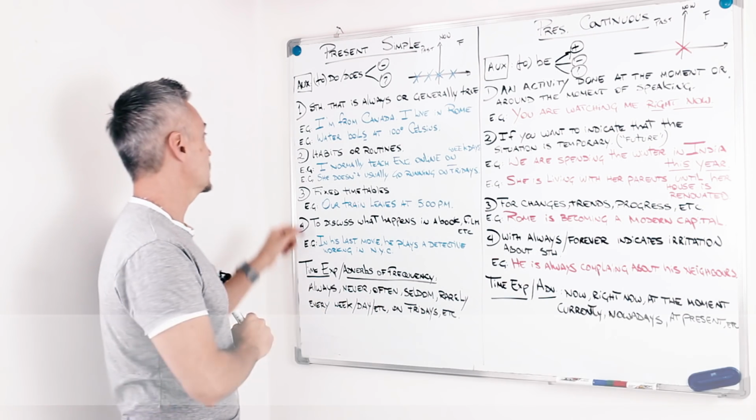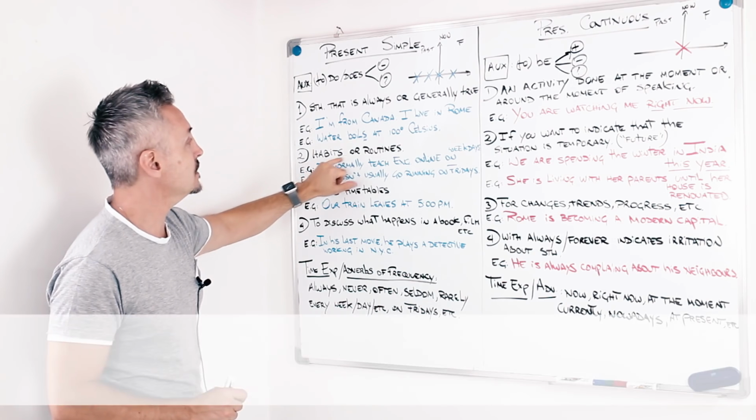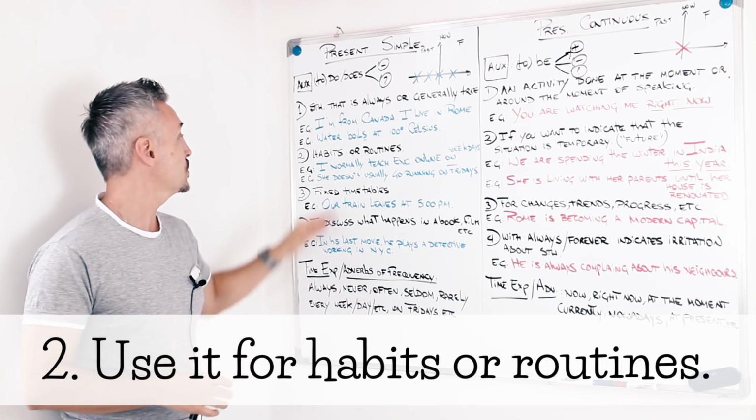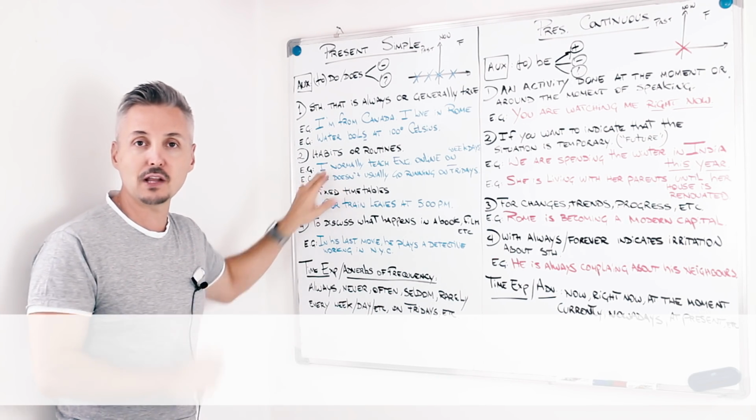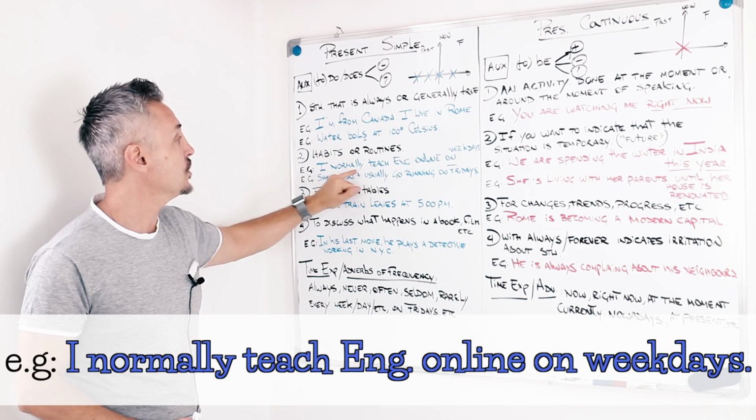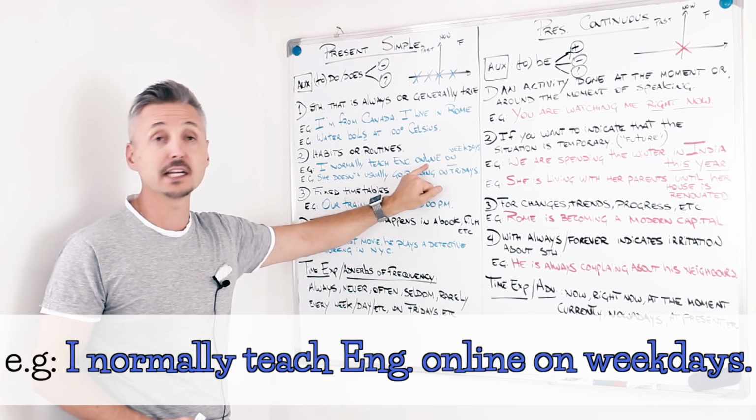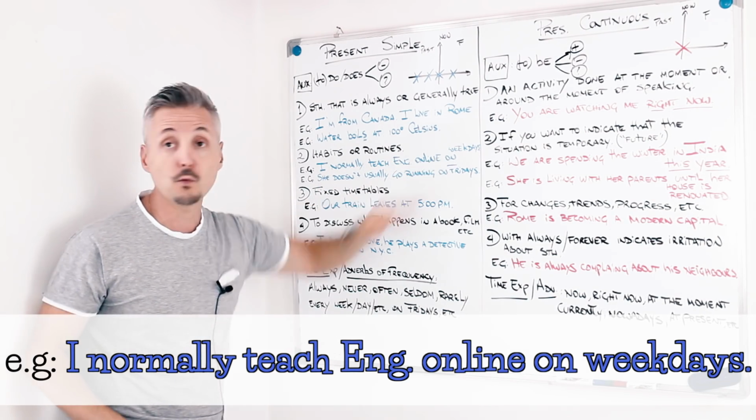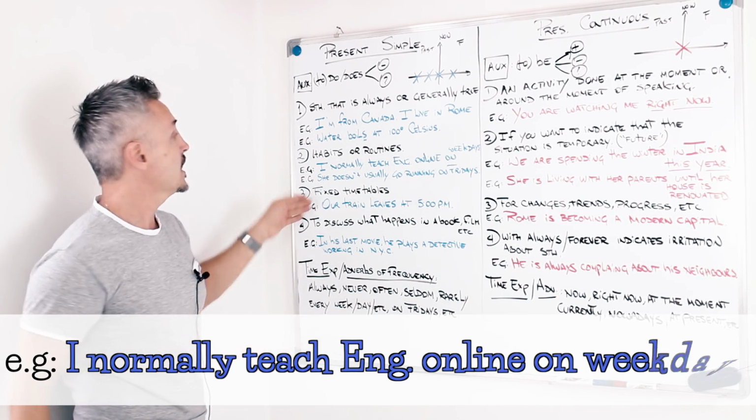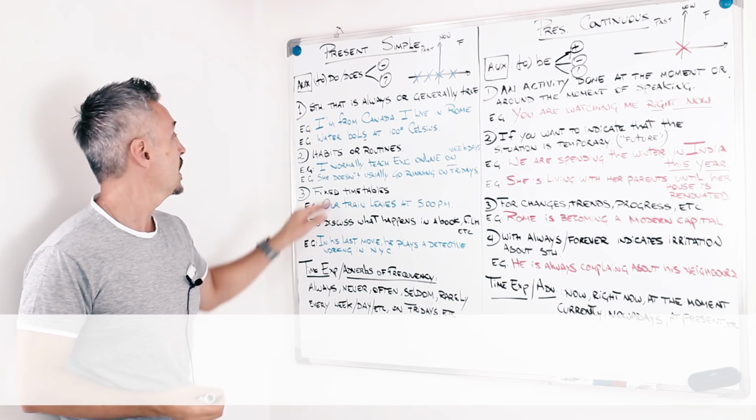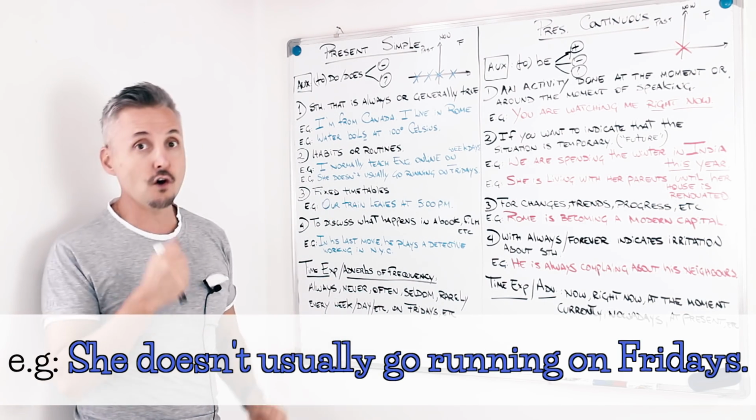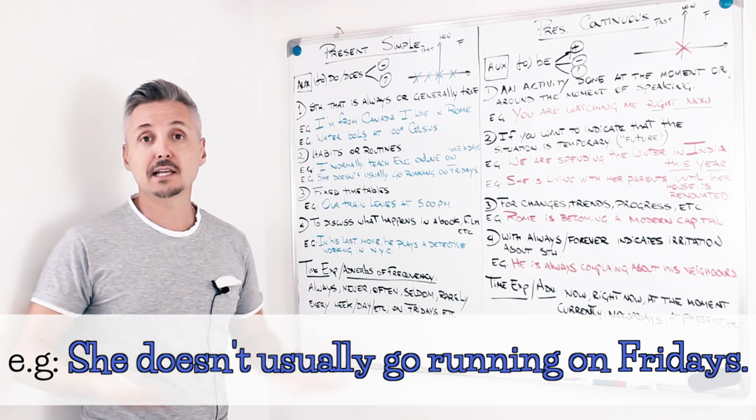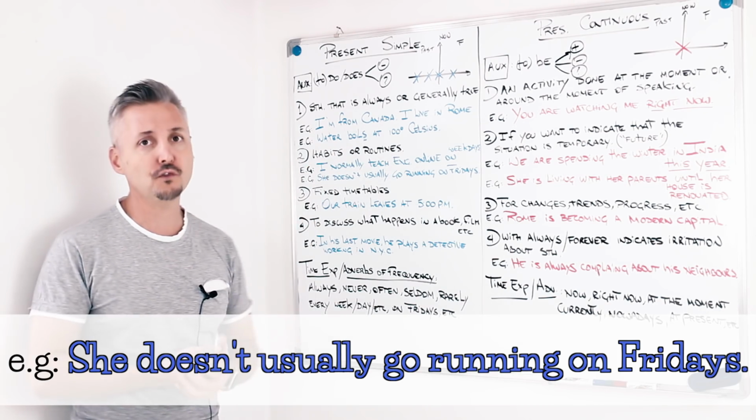Let's look at the second: habits or routines. The example that I wrote here, and this is the same example from the beginning of the lesson, is I normally teach English online on weekdays. Now, I wrote another example for you. She doesn't usually go running on Fridays. She goes running on Sundays. Okay, so it's a habit or routine.